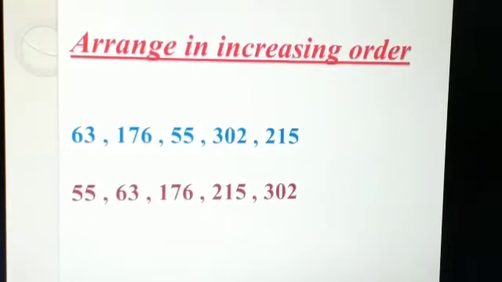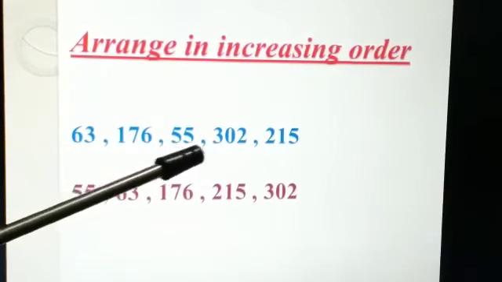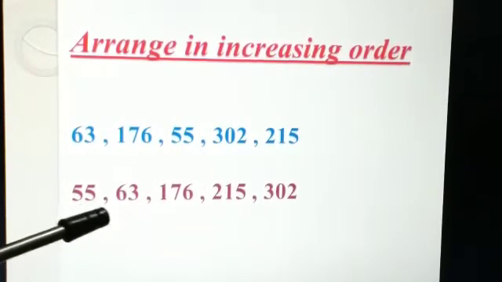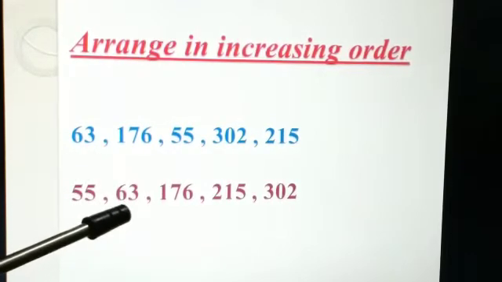So which one is smaller? For that we will compare the first digit first, and the first digits are 6 and 5. Which one is smaller? 5. That means 55 is the smallest number, and the second number will be 63.